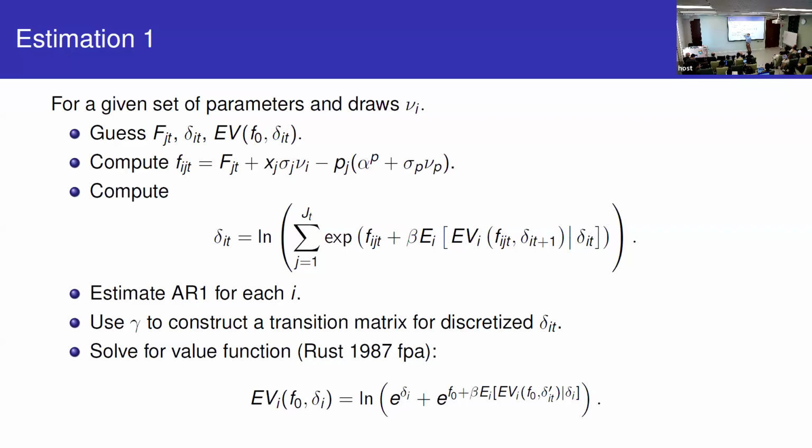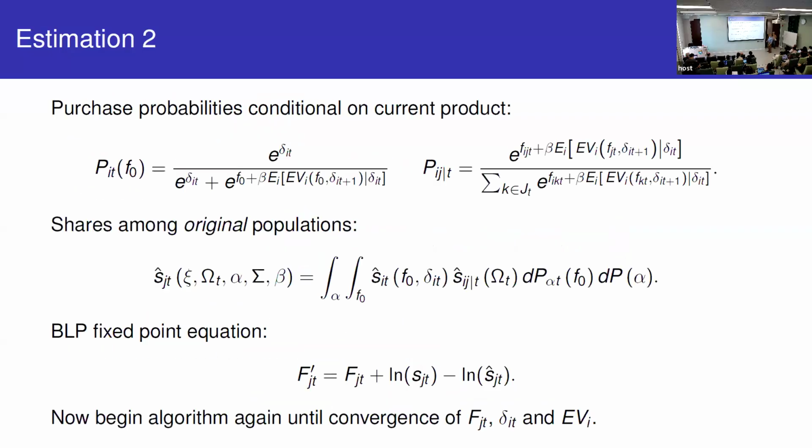So each consumer has, if you think of price, you hate price and price is getting better, you're going to view the future better. You're going to think things are growing at a faster rate than someone who doesn't care about price. And then the AR(1) is these gammas. So the gammas are the AR(1) coefficients. I'll use that to construct a transition matrix for discretized inclusive values, and then I can solve the Bellman equation. So once I've solved the Bellman equation, now I have the inclusive values, the Bellman equation.